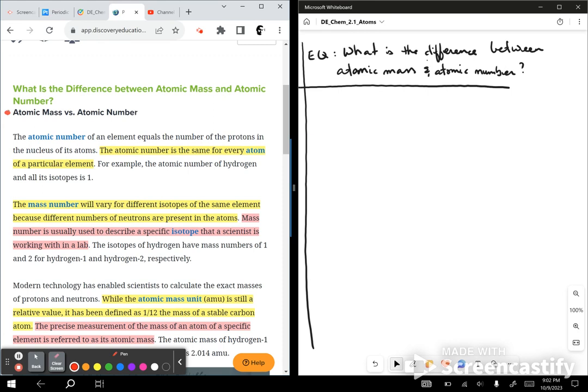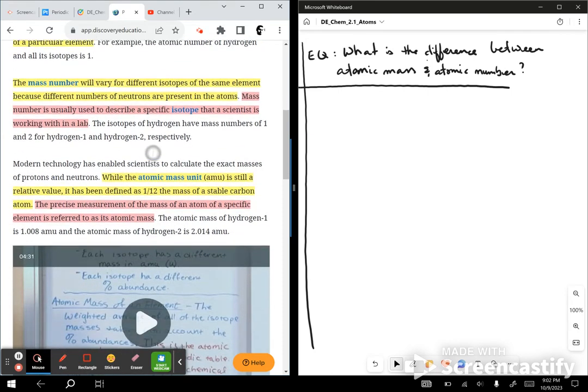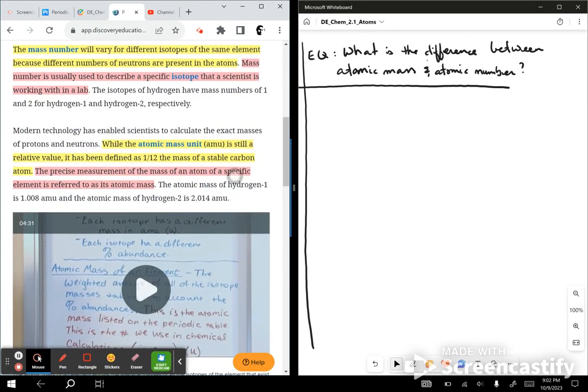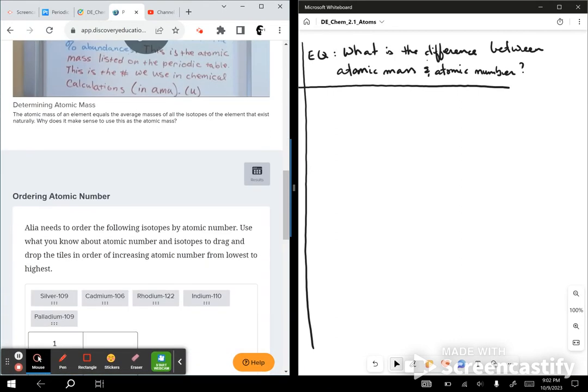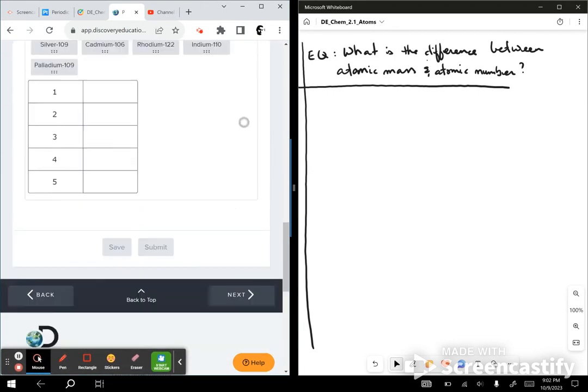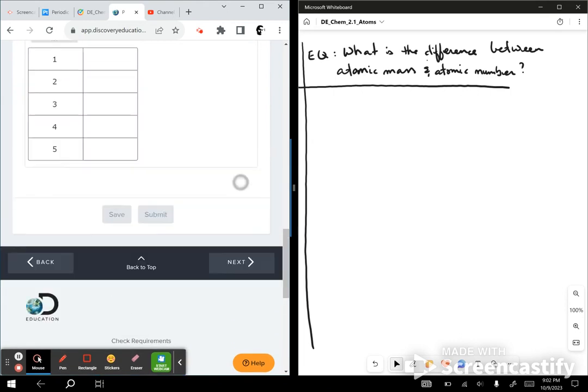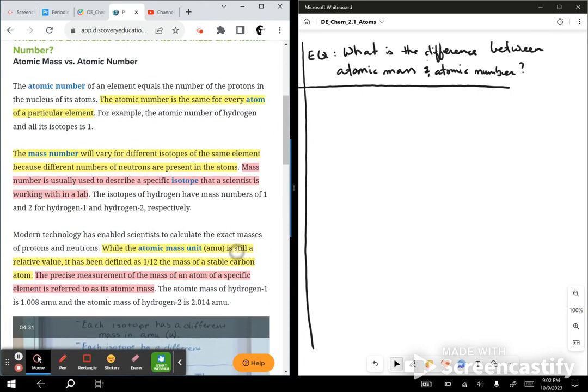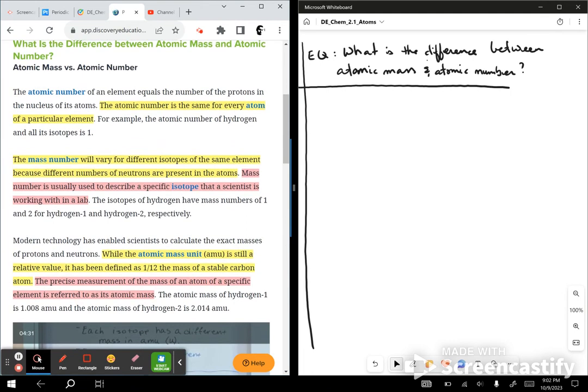atomic mass versus atomic number. We've got a couple paragraphs dedicated to that, 3 paragraphs. We have a video, and we have a homework question. This also looks like a pretty brief explore, which we're thankful for, right? Okay, well, let's start with Roman numeral 1.